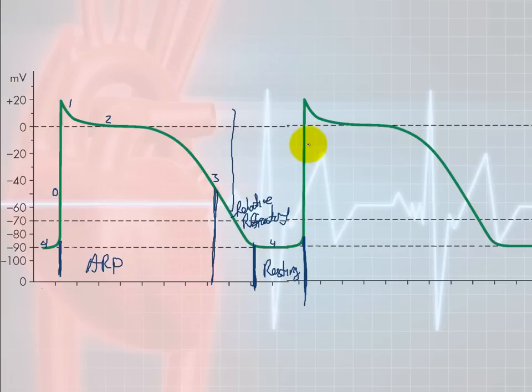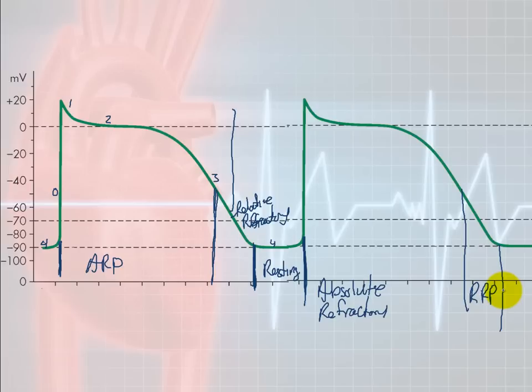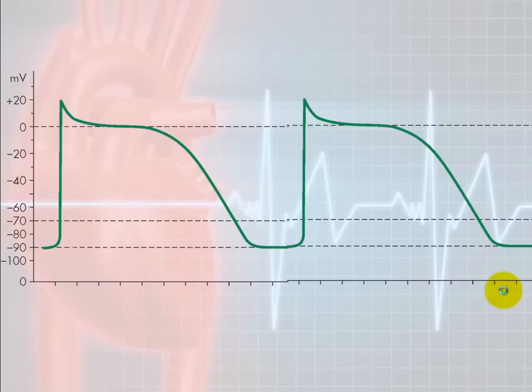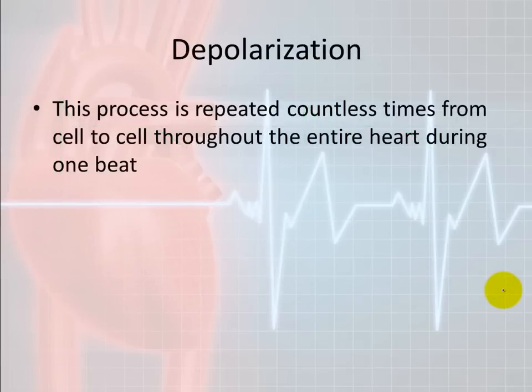And then once you hit this right here, this becomes absolute refractory until you get, and I'm just going to draw a line right here just for fun because I'm not sure exactly where it occurs, this is your relative refractory period. This process is repeated countless times during the whole cell-to-cell depolarization.